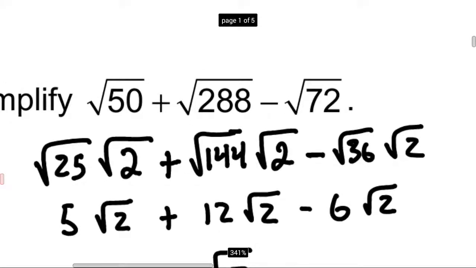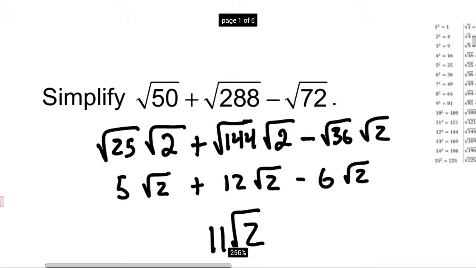Alright. Square root of 50. Is that a perfect square? No. What's the biggest perfect square that goes into it? 25. 25 times what? 2. 288. Is that a perfect square? No. So when I'm trying to figure out what's the biggest perfect square, I basically just cut it in half to figure it out. So that's what I did.